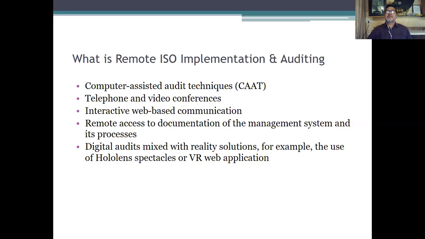A remote management system implementation and audit, also known as e-implementation and audit, is exactly the same as an implementation and audit, but using electronic means to remotely deliver training, guidance, consultancy, and obtain audit evidence and evaluate it objectively in order to determine the extent of conformity to the audit criteria.